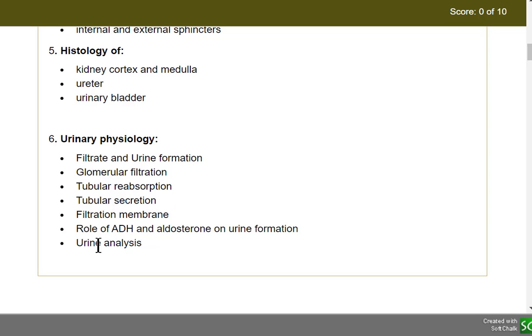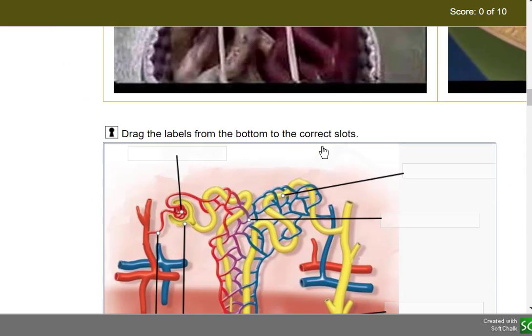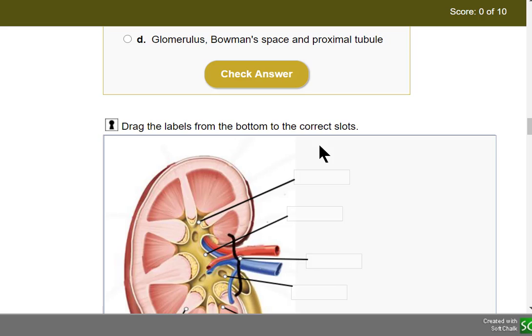And then you will also do a simple urine analysis, like what does normal urine look like? What does someone with glucose in the urine show up with, and protein, which are not normal? You normally do not see protein and glucose in the urine. And then we also need to look at ADH and aldosterone and their importance in urine formation. So you will be looking at that up here.